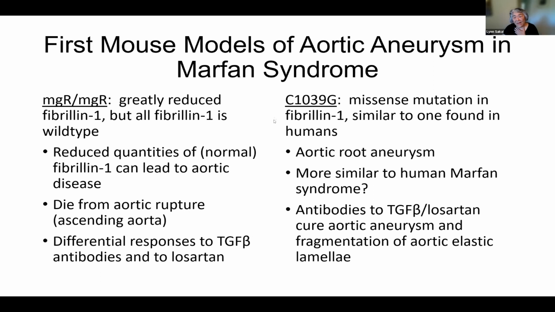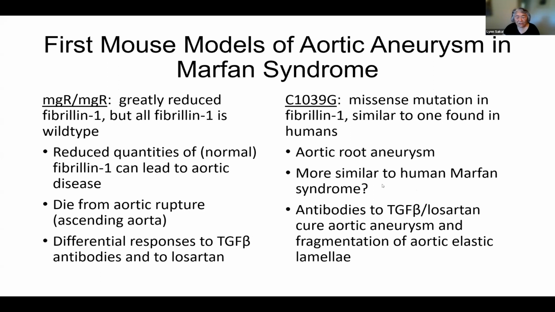That's what we learned from that mouse. When Hal made this mouse, he modeled the mutation based on a mutation found in humans. And this mouse has aortic root aneurysm that grows. It was debated for some time whether this mouse model was in fact the Marfan mouse, because it was more similar to human Marfan syndrome. This mouse, MGR, in fact dies from aortic rupture, but the rupture occurs in the ascending aorta.